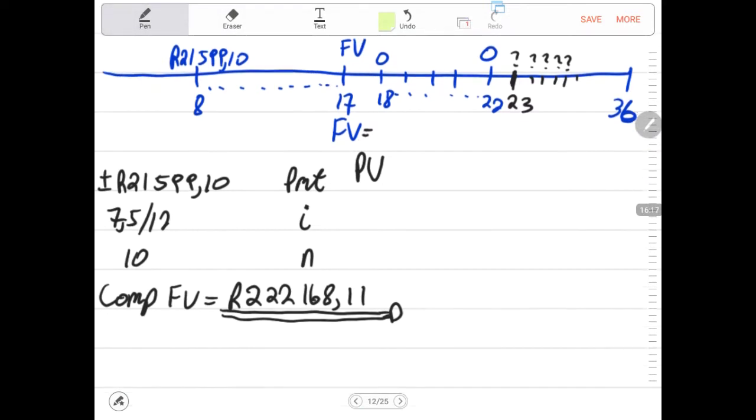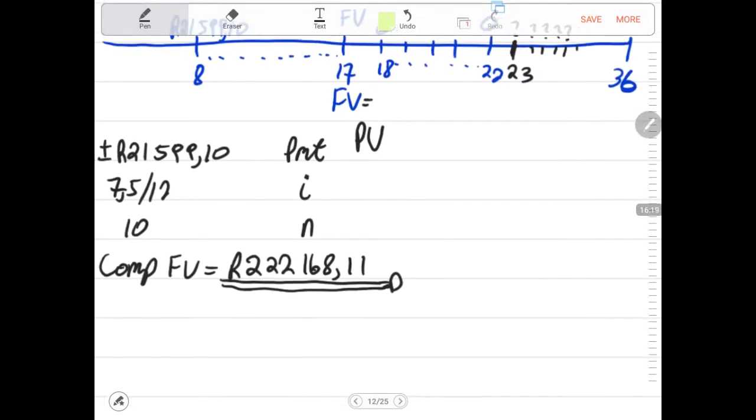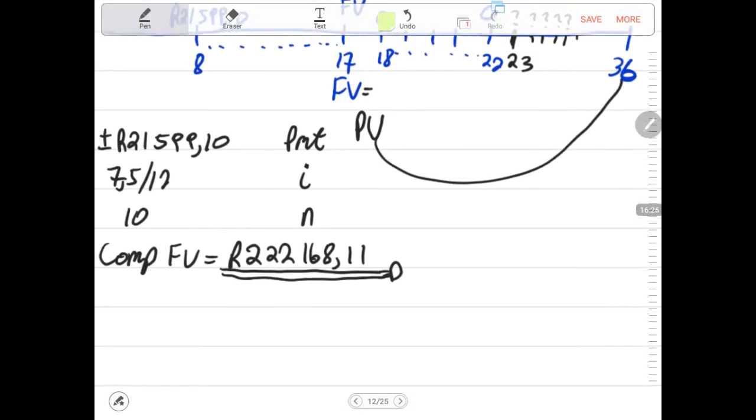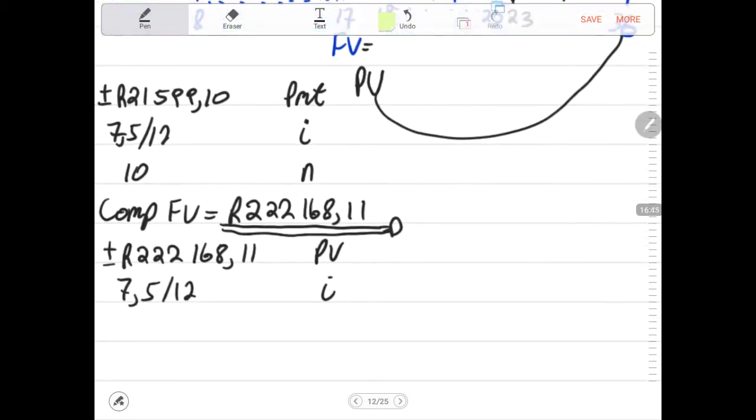Hence, this future value must be converted to become the present value and calculate the future value at the focal date, 36 months, which is 3 years. So we say plus minus 222,168 rand 11 cents is our present value. Interest has not changed, remember, it is still 7.5 divided by 12. Why 12? Because it's compounded monthly. There are 12 months in a year.